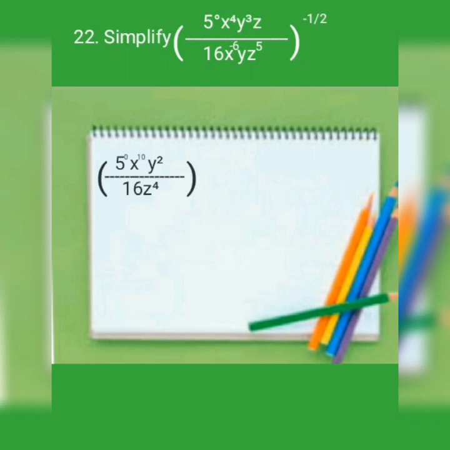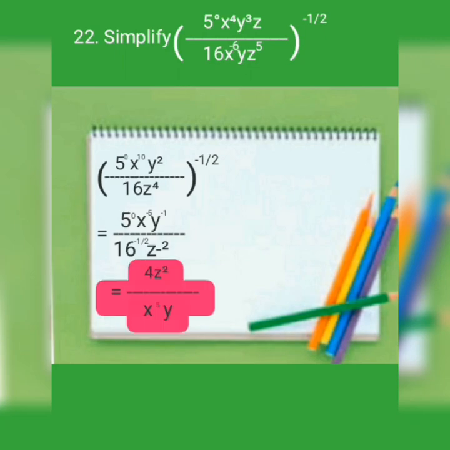That will be 5 raised to 0 x raised to the 10th power y squared all over 16z to the 4th power. When these are raised to negative 1/2, will be 5 raised to 0 x raised to negative 5 y raised to negative 1 all over 16 raised to negative 1/2 z raised to negative 2. Therefore, the simplified form of the given expression is 4z squared all over x to the 5th power y.